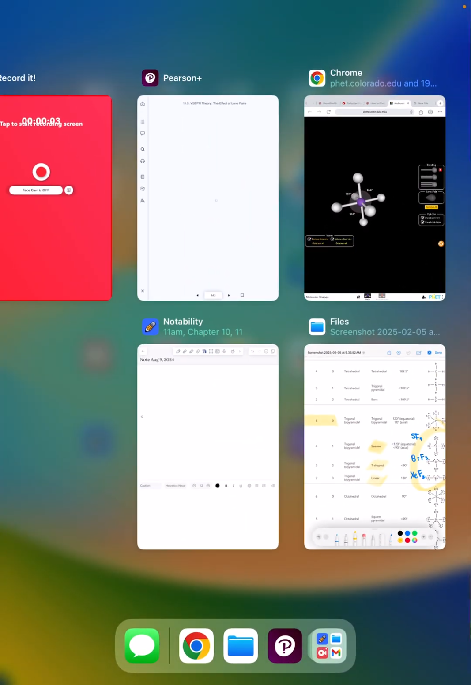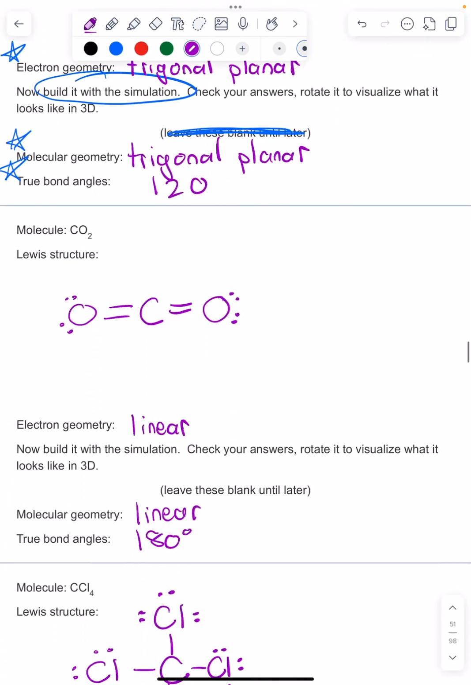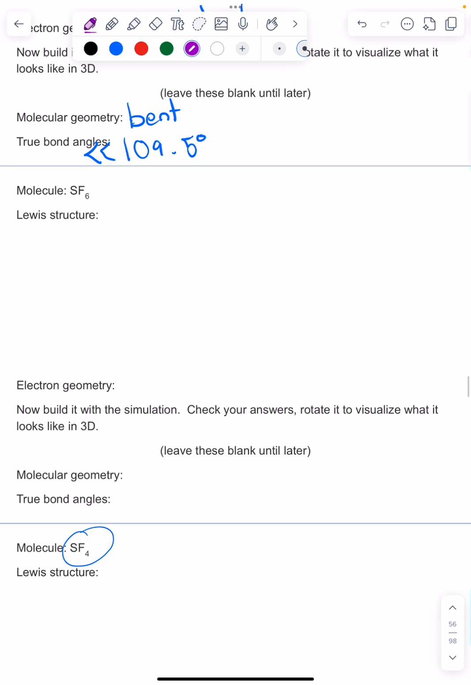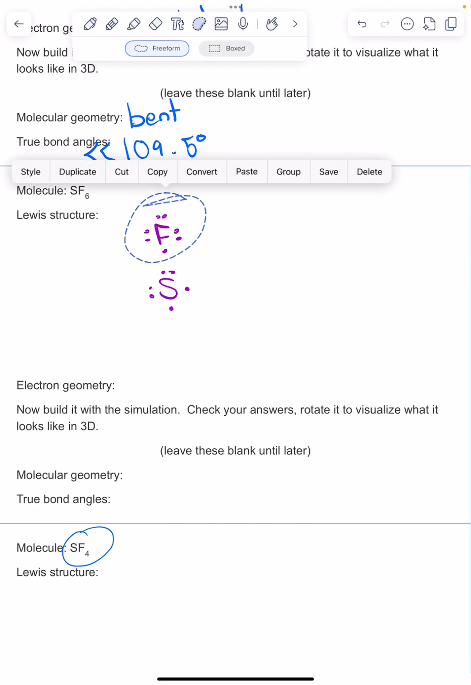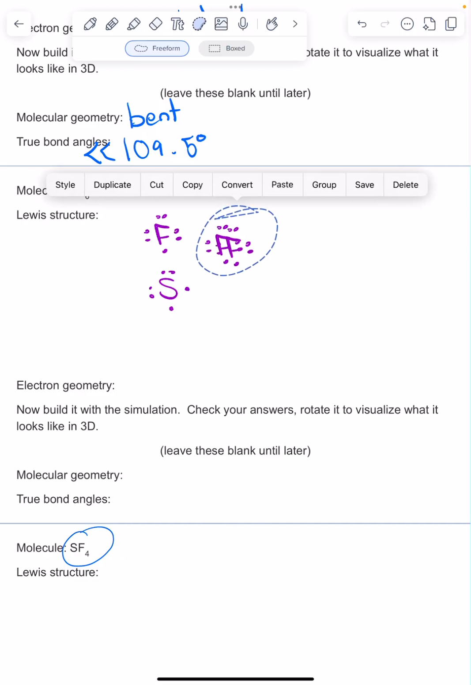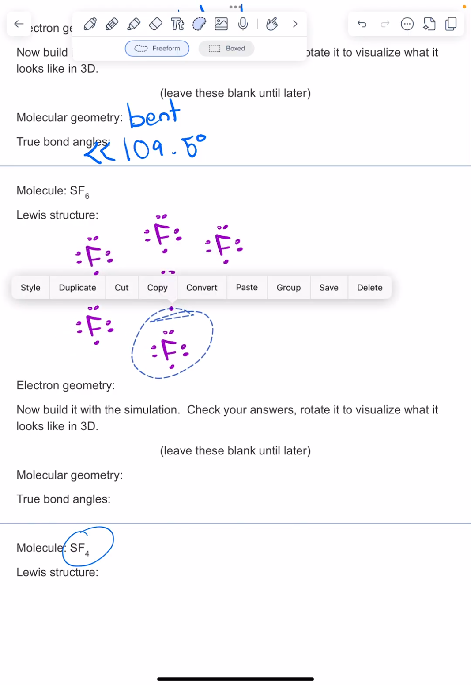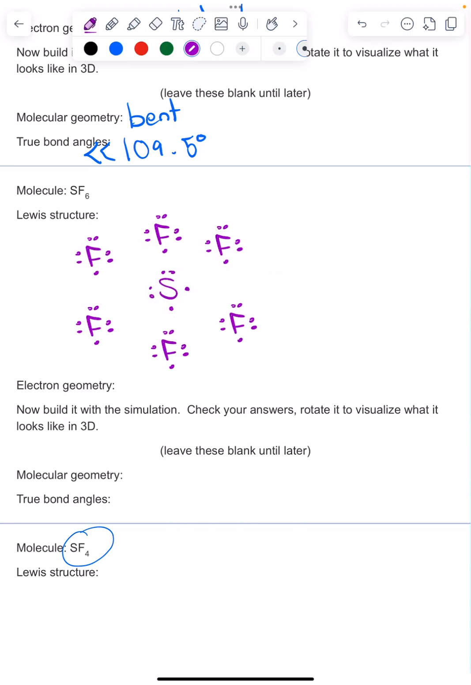So the example we have in the notes with this is SF6. So sulfur looks like this, and then we throw the fluorines in. And go ahead and pause if you haven't already. And then we add those bonds in. Only way to do it is to break up those pairs.